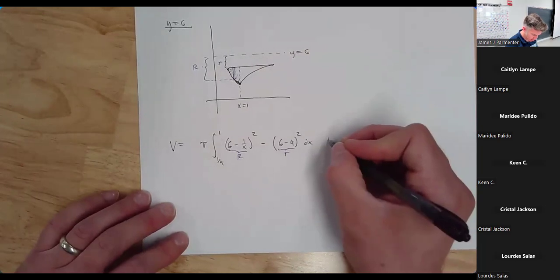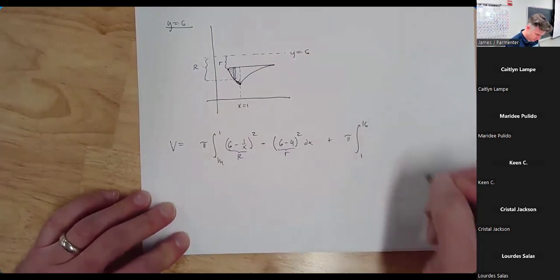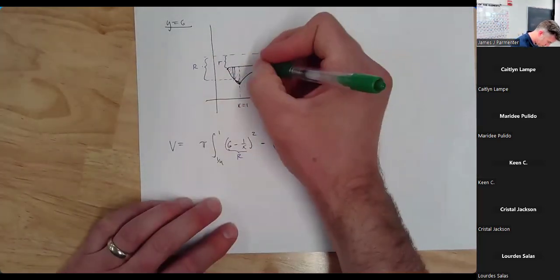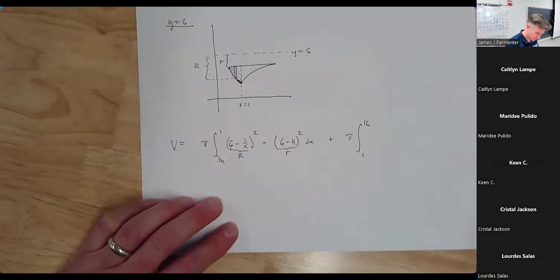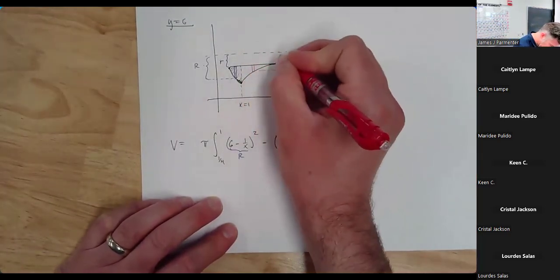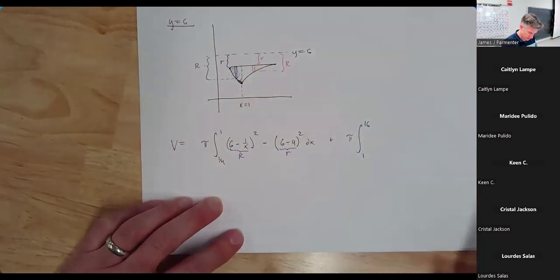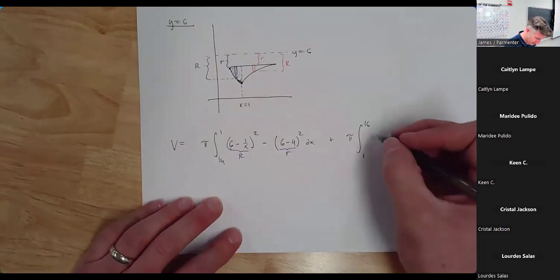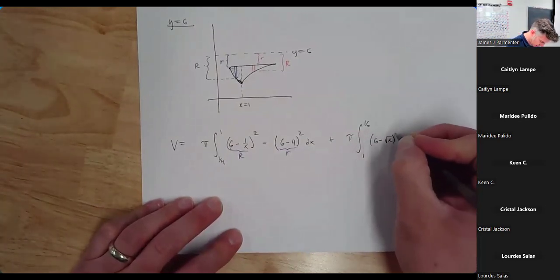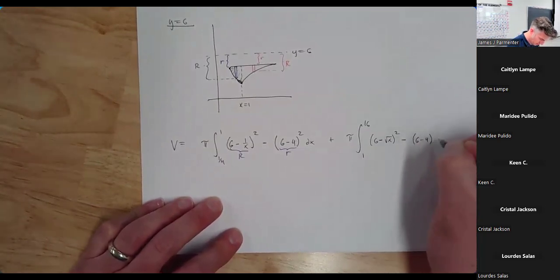And then we have to add on the other part. So for the other part, there's my outer radius. There's my inner radius. My outer radius is going to be 6 minus the square root of x, squared. And my inner radius is 6 minus 4, and then we're squaring it.